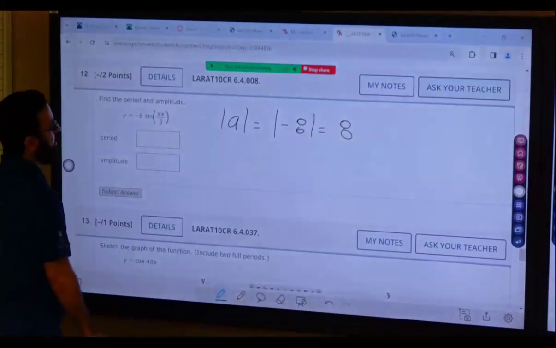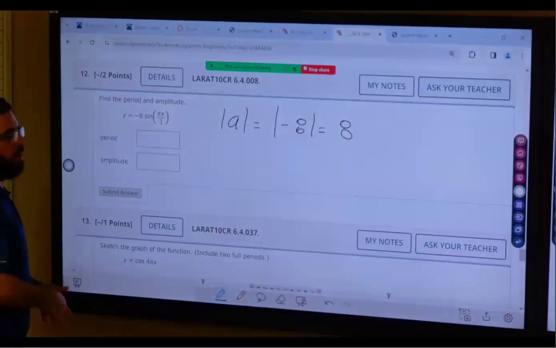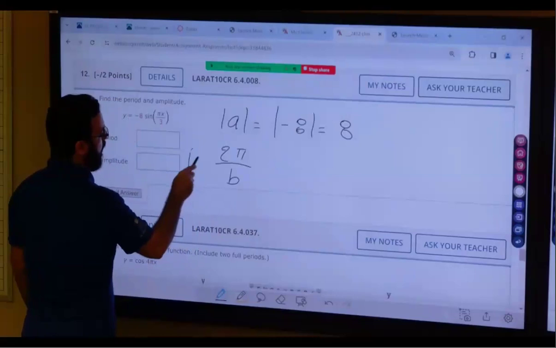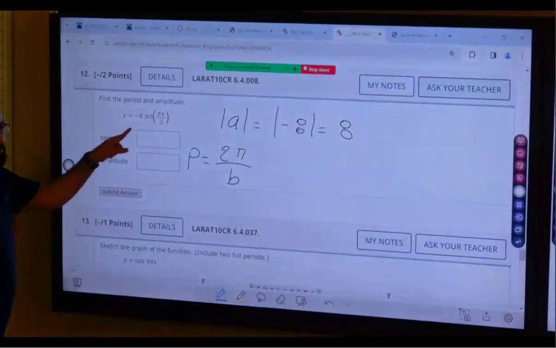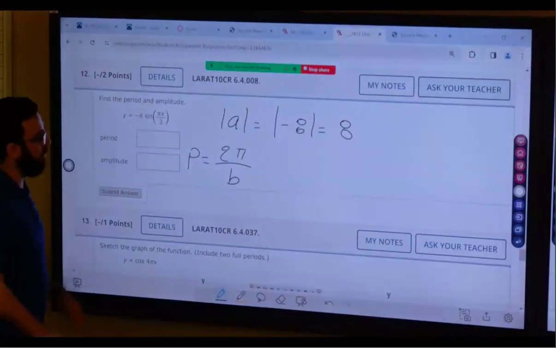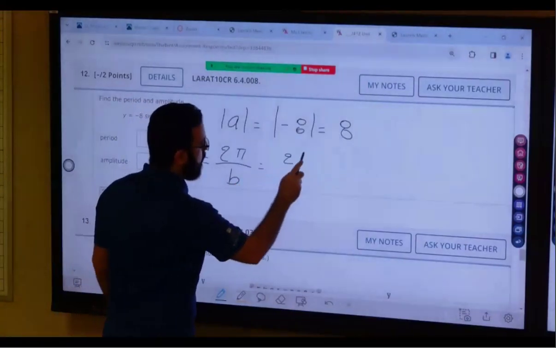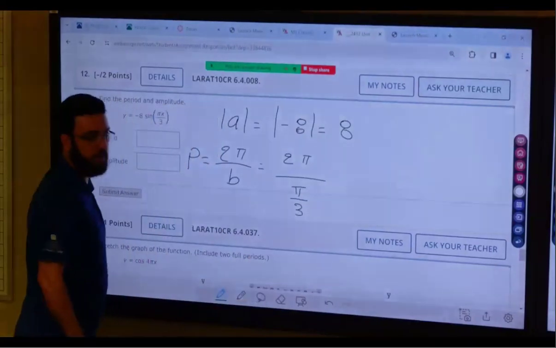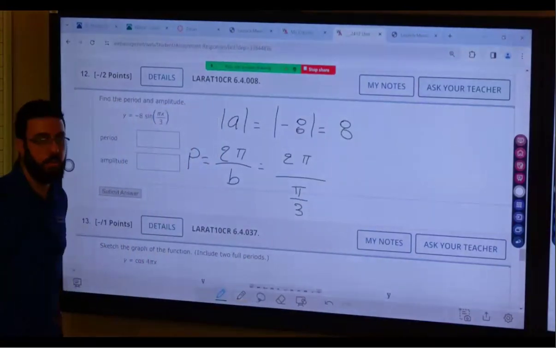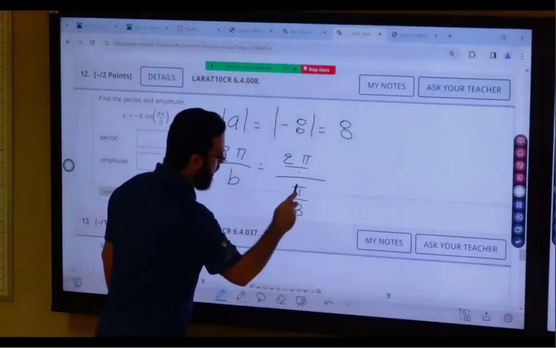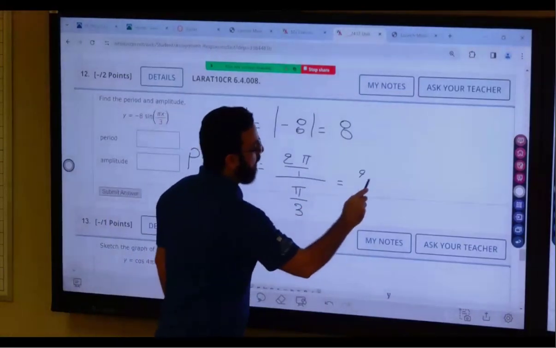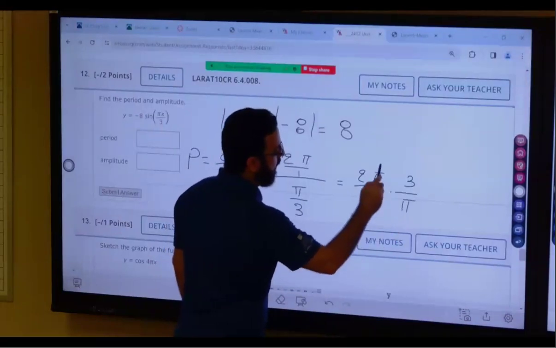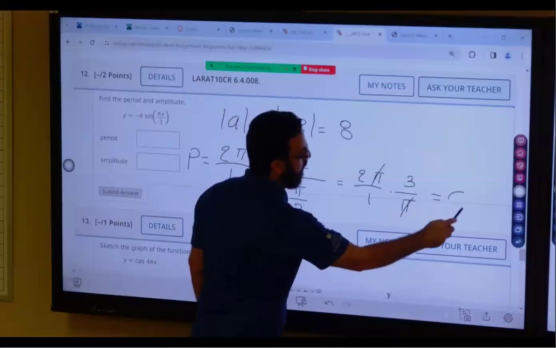And the period when you have sine is 2 pi over b. Where is the b? Pi over 3. So it's going to be 2 pi over pi over 3. Now, how are we going to simplify this one? Multiply by the reciprocal. That means this is over 1, so 2 pi over 1 times 3 over pi. The pi cancels with the pi, leaving 6.